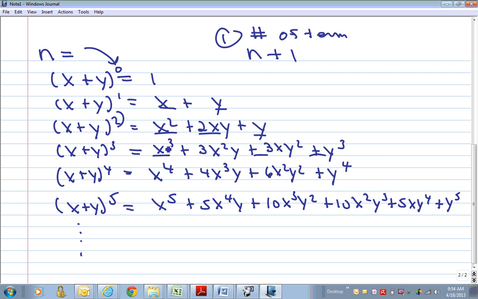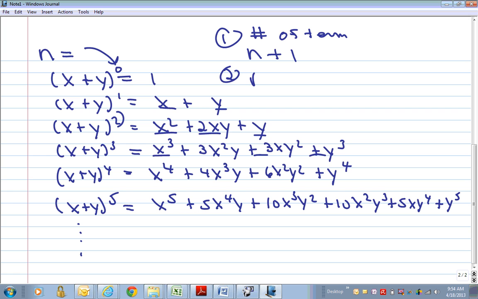Notice here we have x cubed, and then x squared, and then x to the first, and then x to the 0, which you don't see because it's 1. And then x to the fourth, x cubed, x squared, x to the 0. We would have x to the fifth, x to the fourth, x to the third, x squared, x to the first, and then x to the 0. So notice that the powers descend for the first term variable.